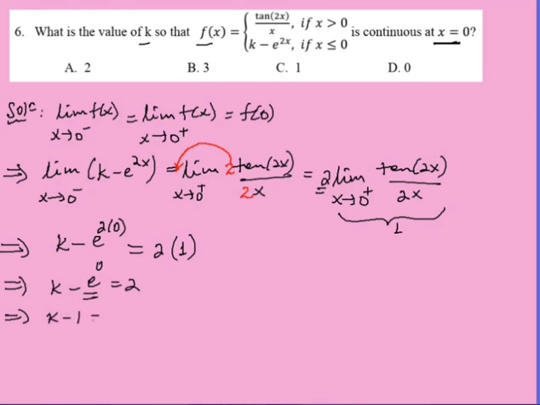So k minus 1 is equal to 3. Therefore, our k value becomes 3. So for k equal to 3, this function will be continuous at x equals 0. Therefore, our answer is B.